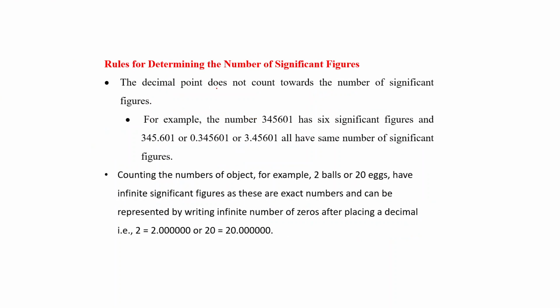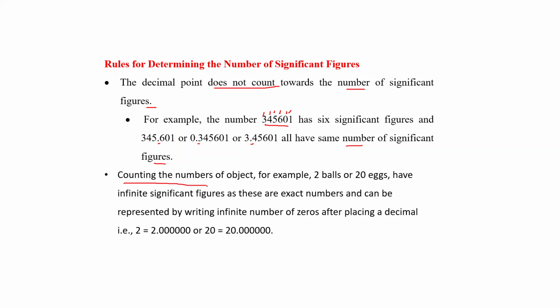The decimal point does not count towards the number of significant figures. For example, this number, 3, 4, 5, 6, 0, 1, has six significant figures. This is 1, 2, 3, 4, 5, and 6. Now, if you write this with a decimal, in this case this decimal, all these have the same number of significant figures, that is 6.